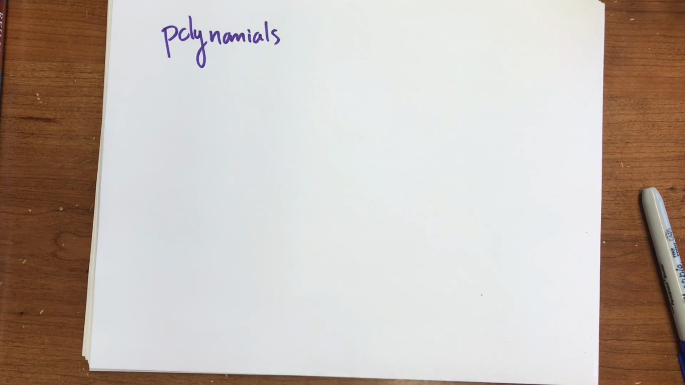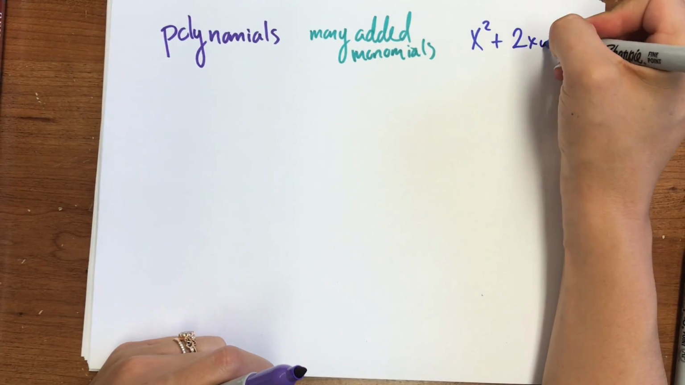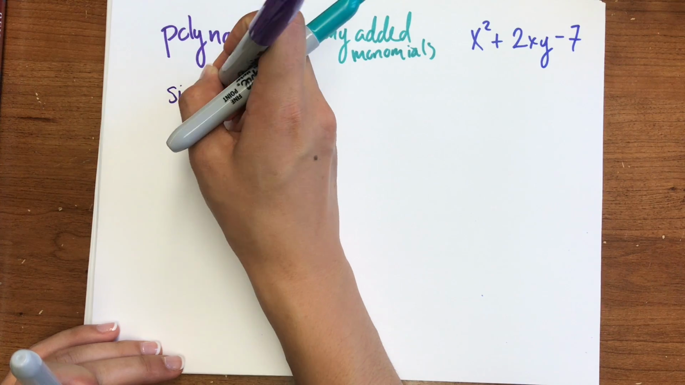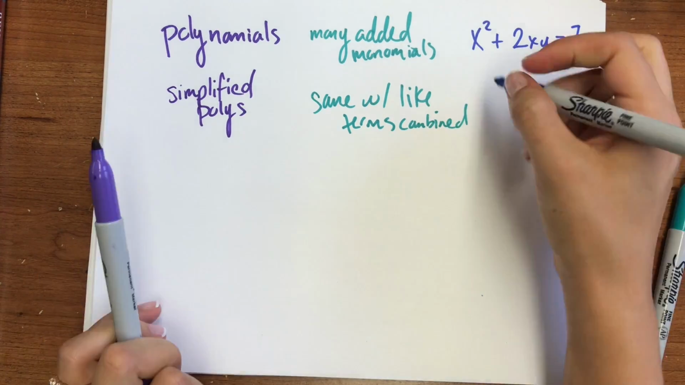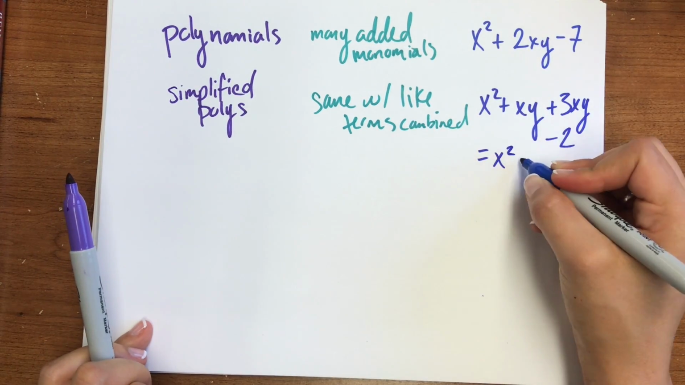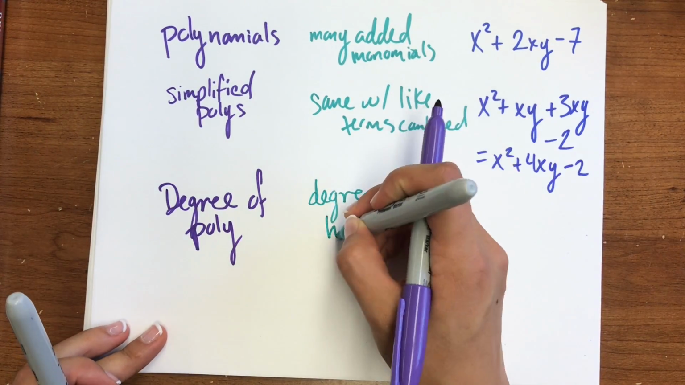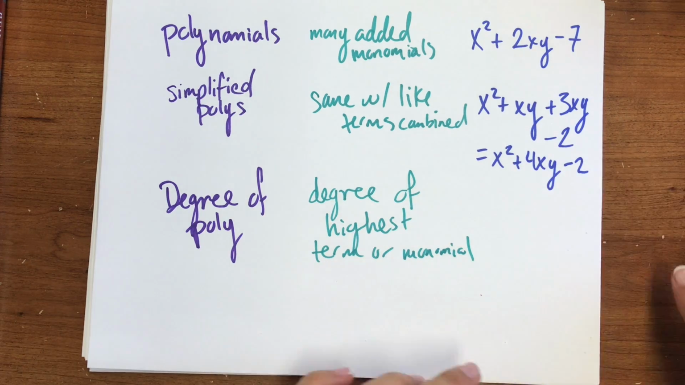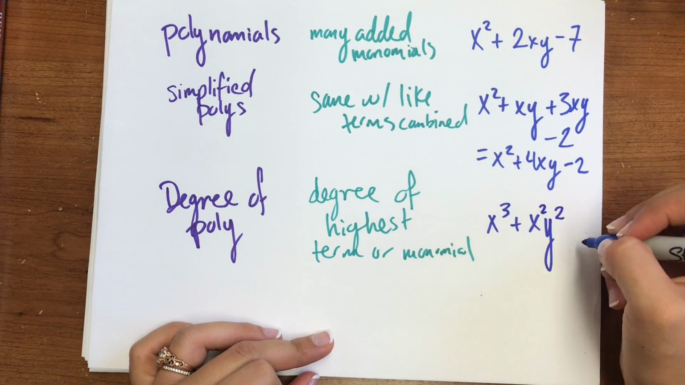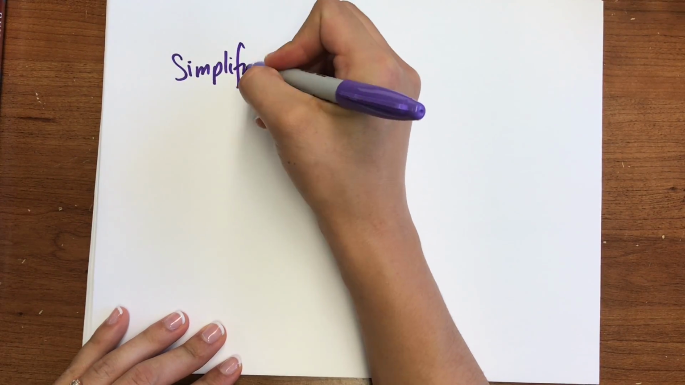Polynomials are a bunch of monomials that are added together. So many added monomials. You might get something like x squared plus 2xy minus 7, different types of monomials all put together. Now, if I simplify polynomials, it means that I've combined all of the like terms possible. So you can see here that xy and 3xy should be combined into 4xy to simplify that polynomial. Now, the degree of a polynomial is the degree of the highest term or monomial. So what is the degree of this one where I have x cubed plus x squared? Well, x cubed has a degree of 3, but the next one has a degree of 4, so the degree of the polynomial would be 4.